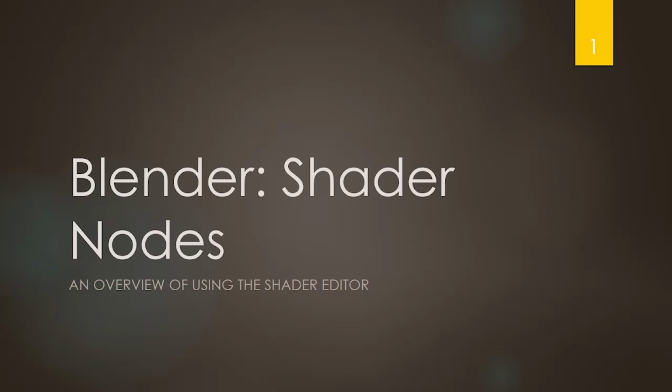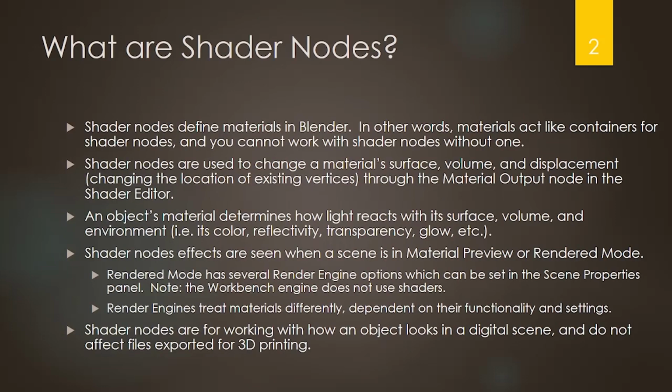Today we're going to do an overview of using shader nodes in Blender. So what are shader nodes? Shader nodes define materials in Blender. In other words, materials act like containers for shader nodes, and you can't work with shader nodes without one. So the workflow goes: you'll add an object to a scene, add a material to an object, and then add shader nodes to the material to determine its properties.